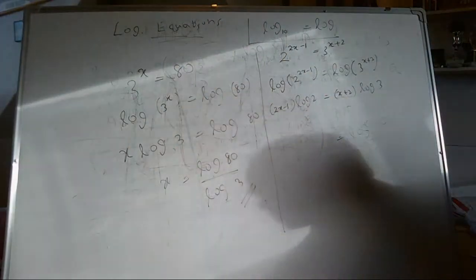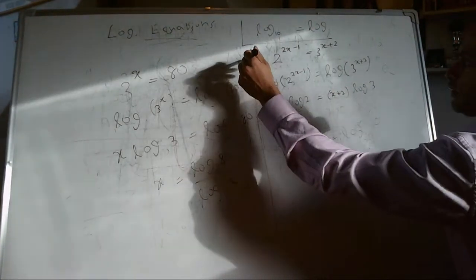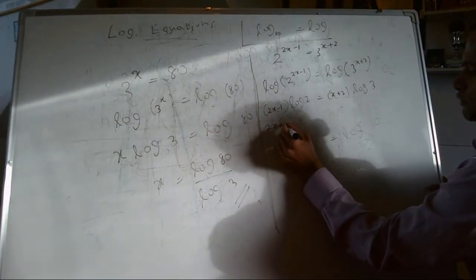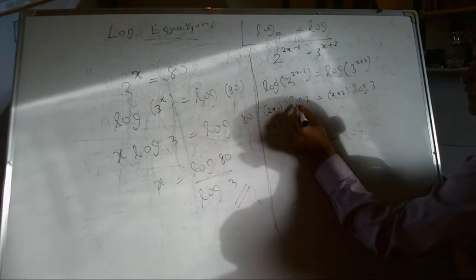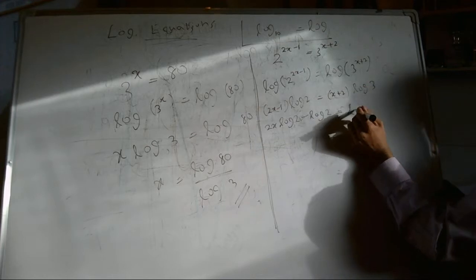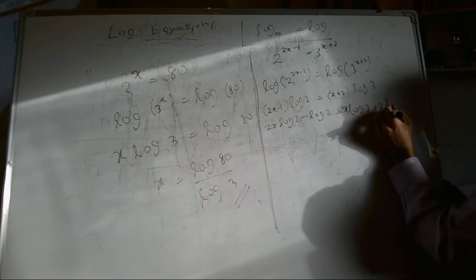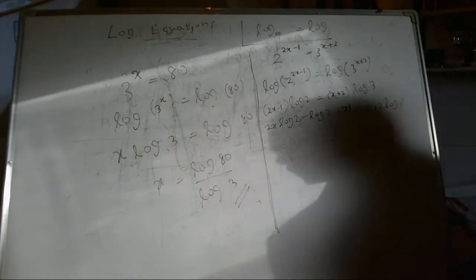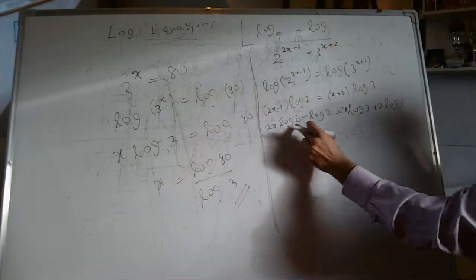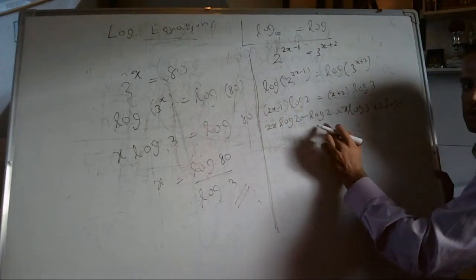Okay, so now what we can do is open these brackets. So 2x times log 2 is just 2x log 2, minus 1 times log 2 is just minus log 2, equals x times log 3 is x log 3, plus 2 log 3. This is 2 times log 3. So we have expanded this logarithmic equation into 4 terms here. So now let's bring all the x terms to this side and all the number terms to that side.